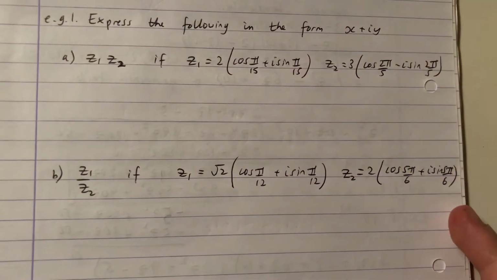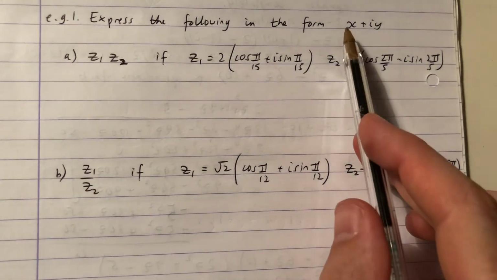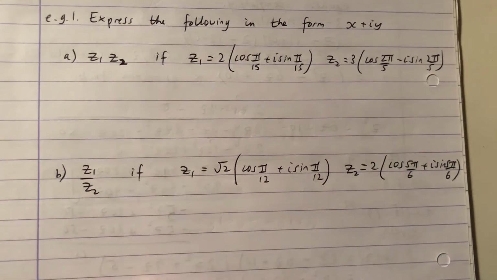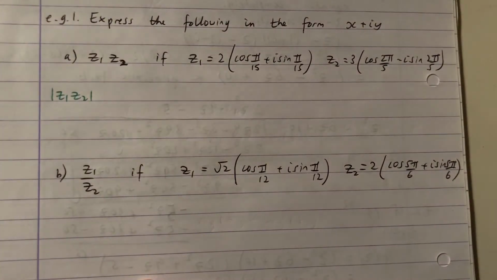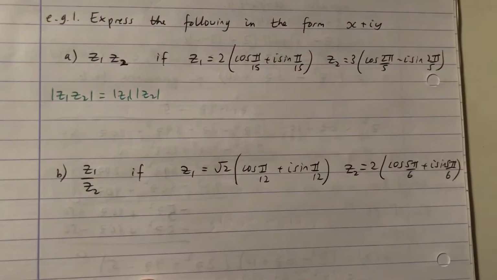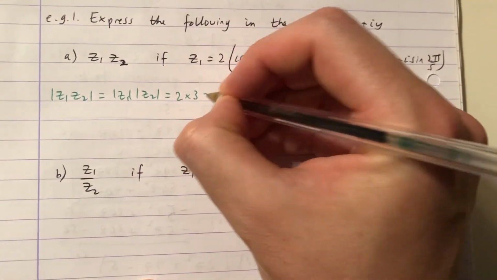This trick is going to be needed in many of the examples in the exercise you're about to do. Okay, let's try this easy number one. I'm going to express the following in the form x plus iy. So we've been given a question in terms of modulus and argument, but we're going to end up in the normal form, using the tricks of modulus and argument. Okay, so I want to do a product. The first trick is the modulus of z1 times z2 would be the moduluses multiplied by each other. So that would be 2 times 3, which is 6.